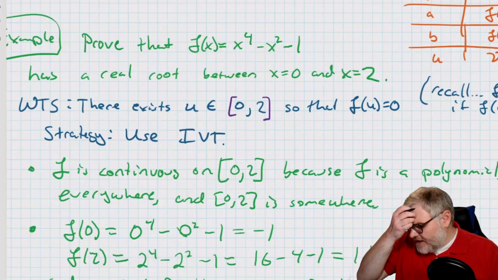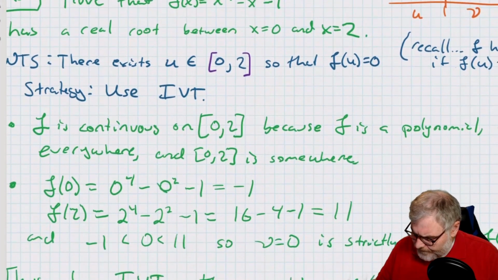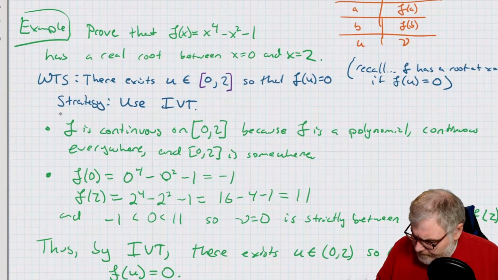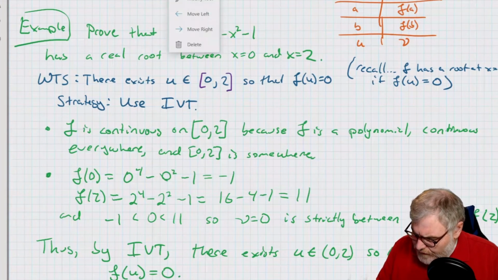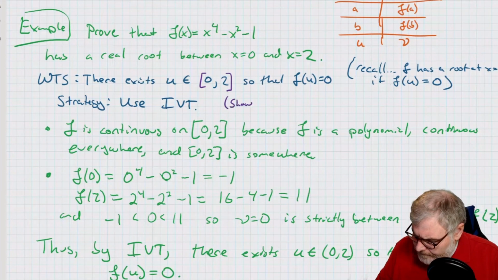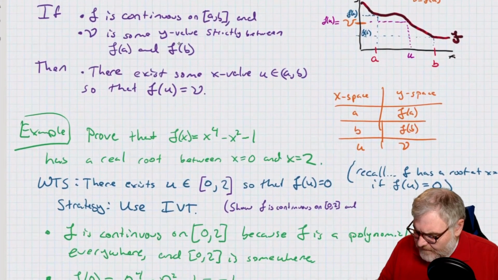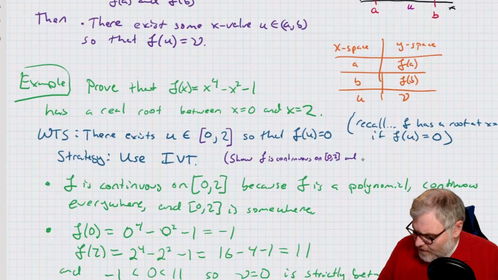Now, so what do I need to show? I want to use the IVT. So what do I need to show? I need to show two things. I need to show, right, f is continuous on [0, 2]. And what else? I need to show that V is some value strictly between f of A and f of B. So I need to show that 0 is between f of A and f of B.